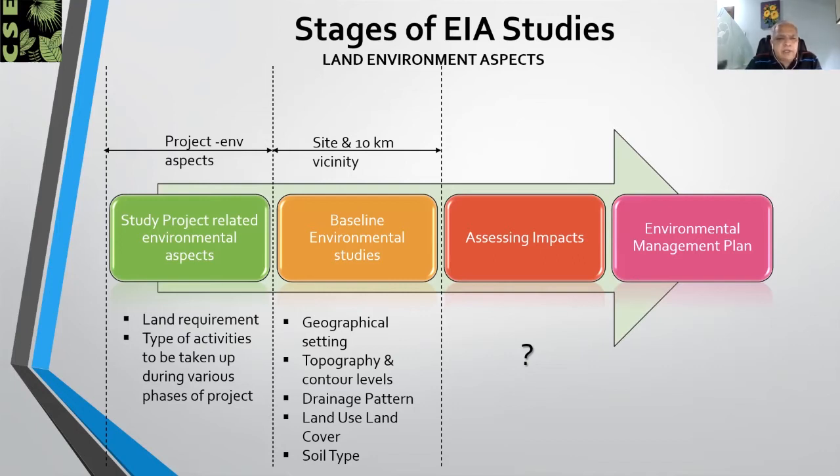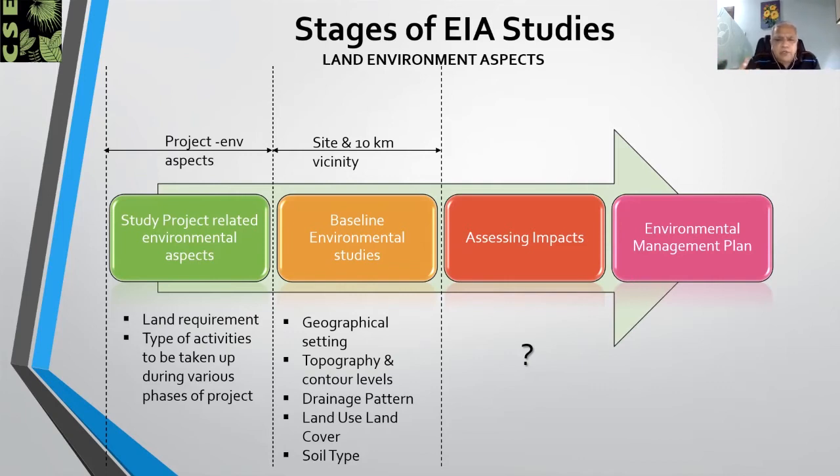Now, what are the aspects of land environment which we cover during project related environmental studies or during the baseline environmental studies? During project related environmental studies, we consider the land requirement, the area breakup of the project, and the type of activities to be taken up on the project land. In the baseline environmental studies, we evaluate the geographical setting, the topography and geographical setting in which that particular project is located, the topography and the contour levels of the site and the vicinity.